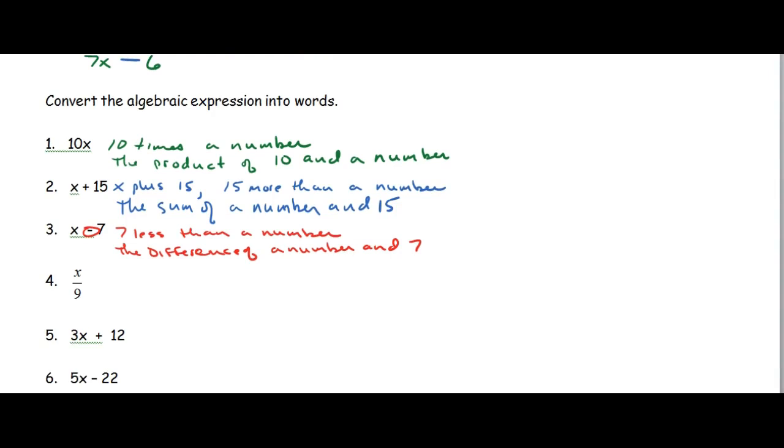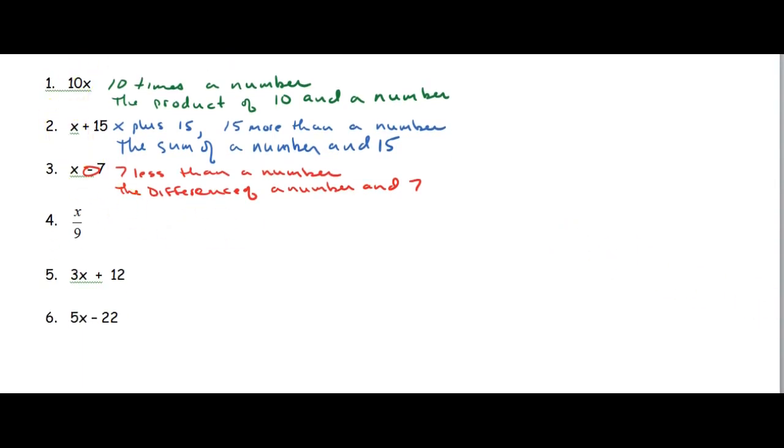Now number 4, x over 9. This is division. So we could say the quotient of a number and 9. But another word for division could also be divided by. So we can say a number divided by 9.